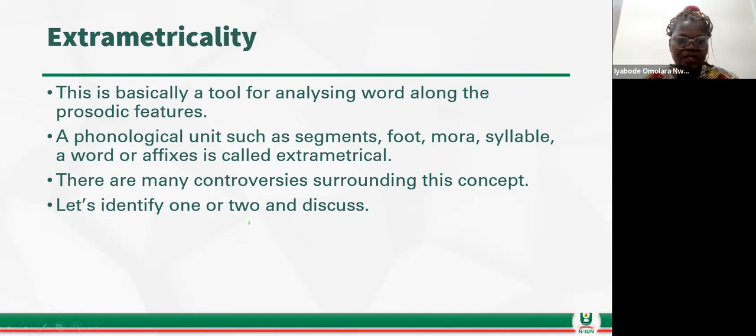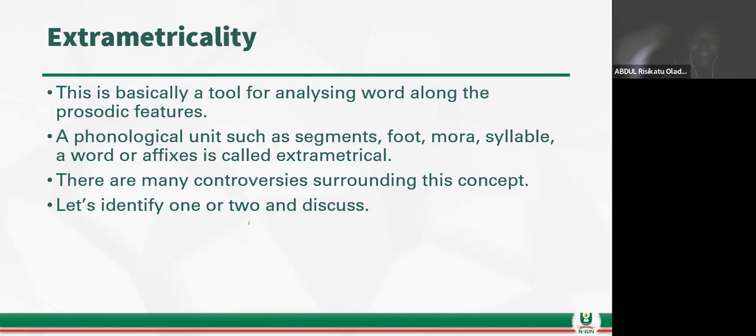Okay, so let's look at extrametricality. This is basically for analyzing words along the prosodic features.